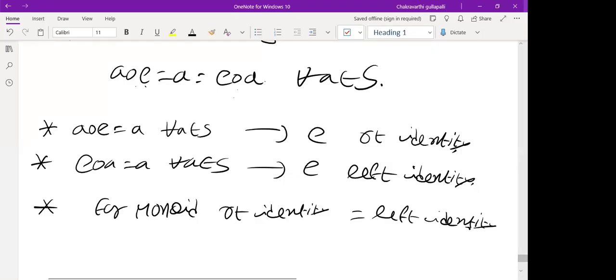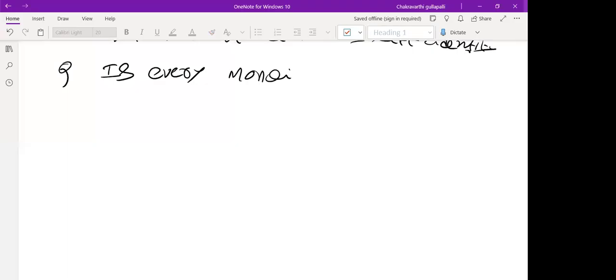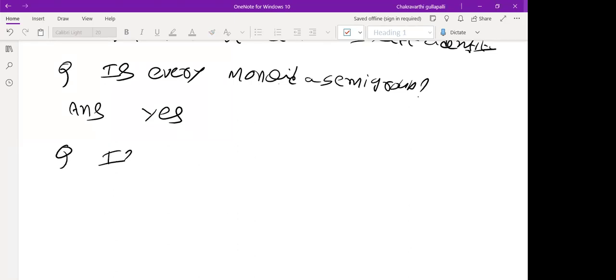Now, can you give examples of monoids? Is every monoid a semigroup? Yes. Why yes? Because monoid means three axioms: closure, associative, identity. Because it is satisfying closure and associative, it is automatically a semigroup.